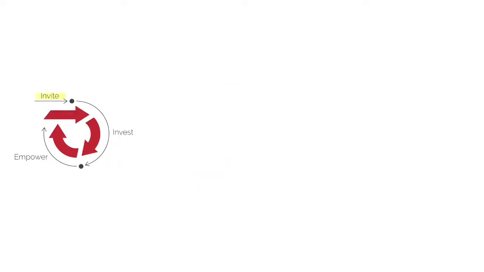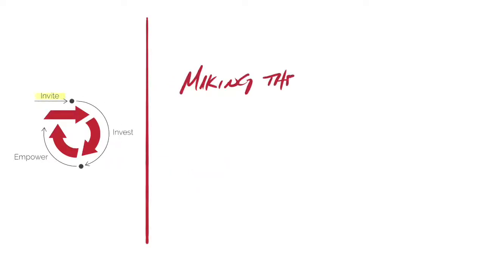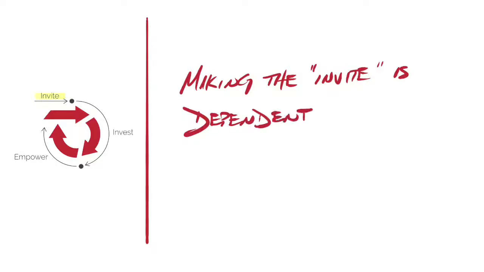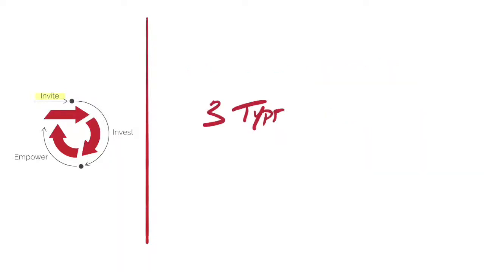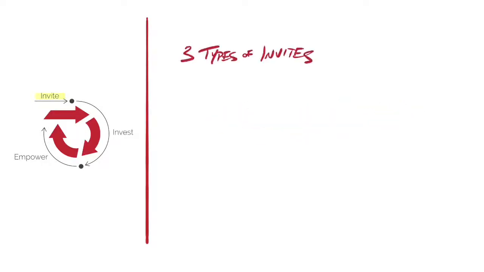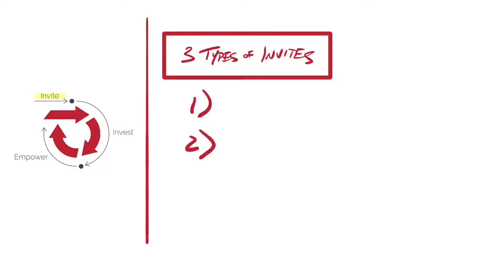Let's talk about that. Here's the overarching principle that we've learned. Making the invite is dependent upon the type of relationship that you have with the person that you're inviting into a mentoring relationship. So as you think about who you want to invite, you want to think about the type of relationship you have with those people. Now, there are 3 types of invites in broad terms, and we're going to go over each one of these and help you to understand which one to use.